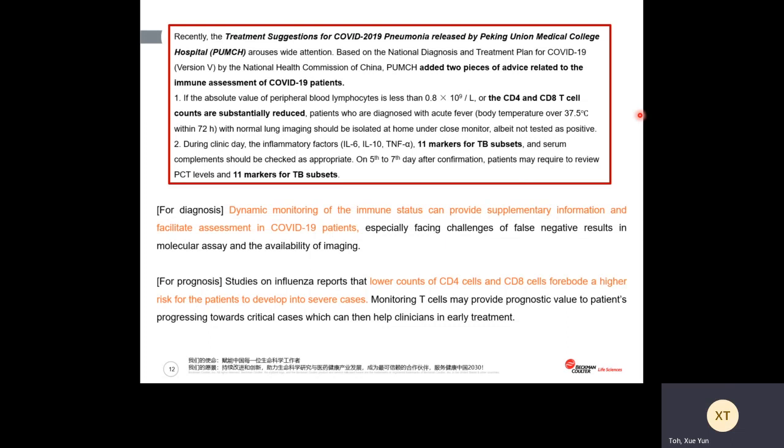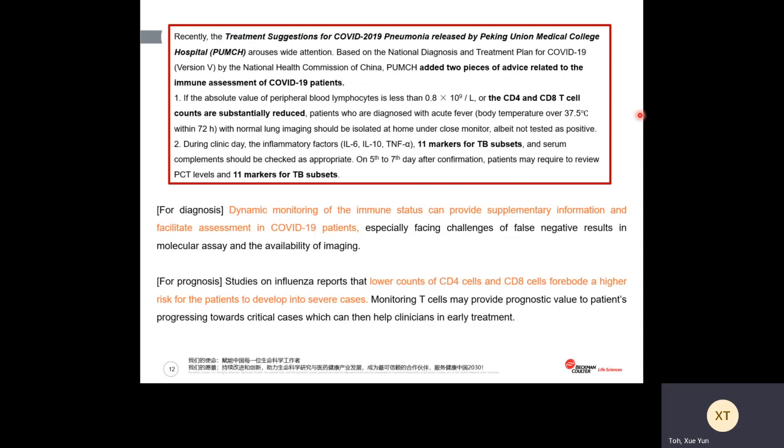They also recommended performing immunologic function assays of TB-NK subsets using 11 markers at diagnosis, and to continue to monitor on the 5th and 7th day. From these recommendations, we can see that due to the challenges faced with false negatives using molecular assays, as well as limited imaging capacity, the assessment of immune status can provide useful information for preliminary diagnosis.